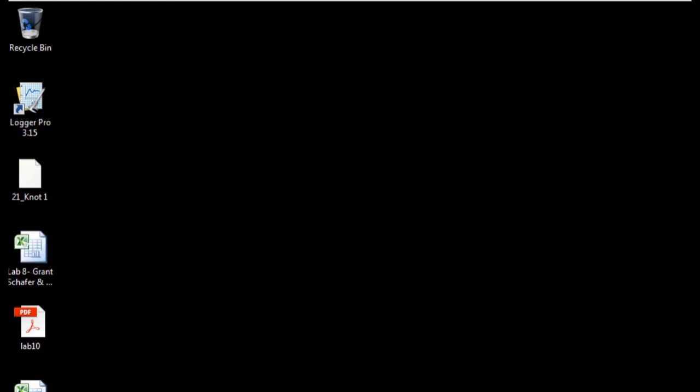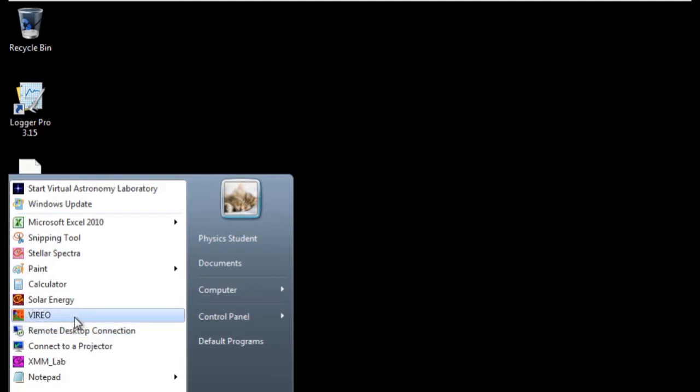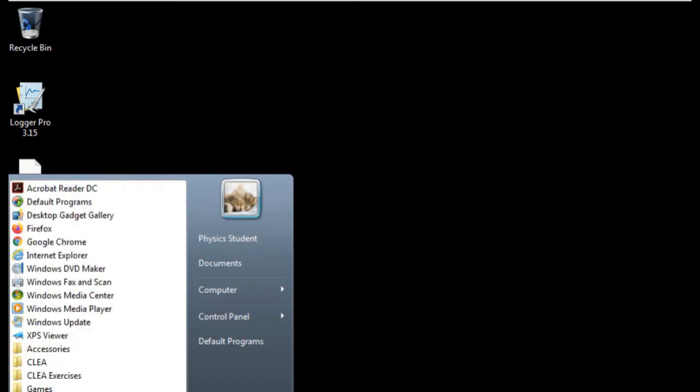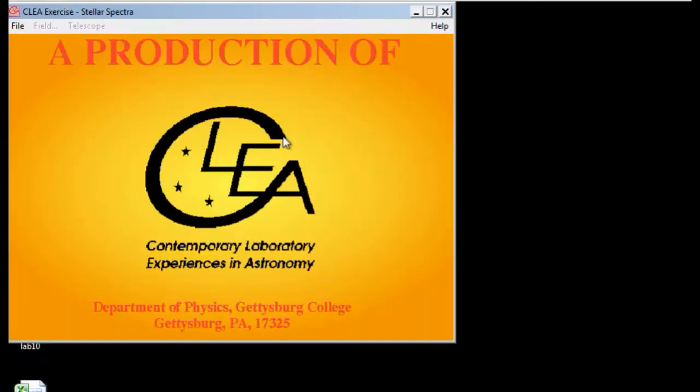Today's lab is a bit different than the ones we've been doing. In my opinion, you've had it easy up to this point, so hopefully you're prepared for it. The lab today is using different software, CLEA software. If you're going to come to class for this, navigate through your start menu, find CLEA exercises, and then it is the Stellar Spectra exercise.